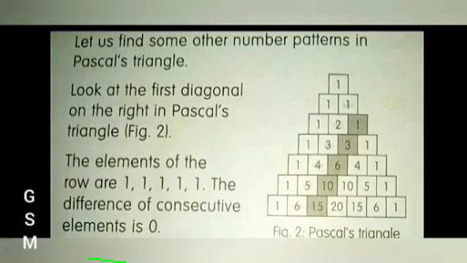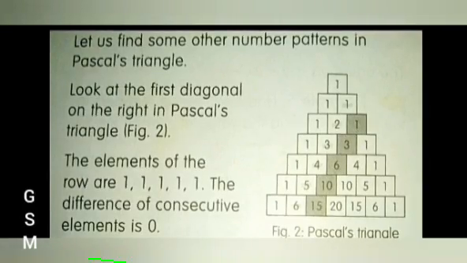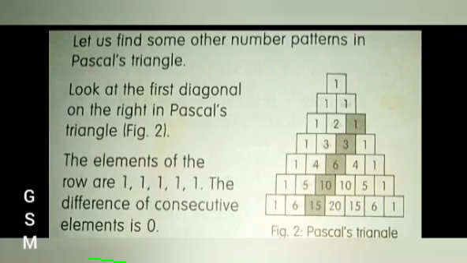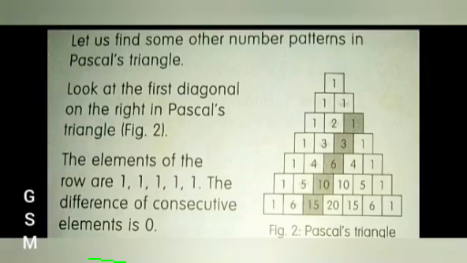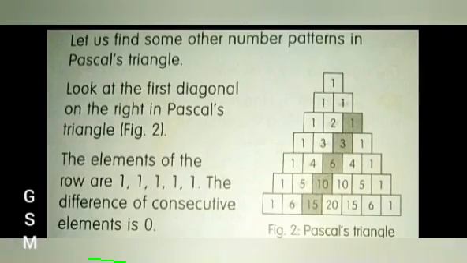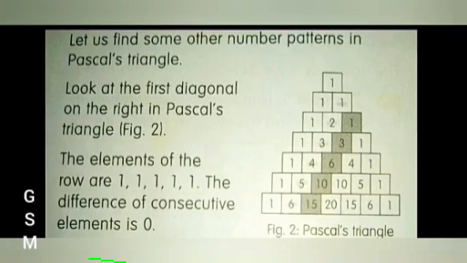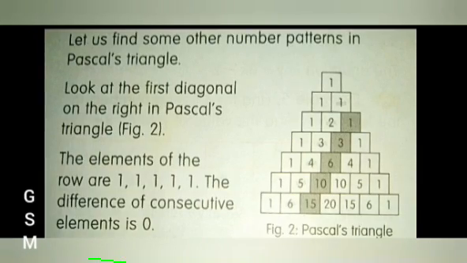Next, let us find some other number patterns in Pascal's triangle. Look at the first diagonal on the right in Pascal's triangle. The elements of the row are 1, 1, 1, 1, 1. The difference of consecutive elements is 0.